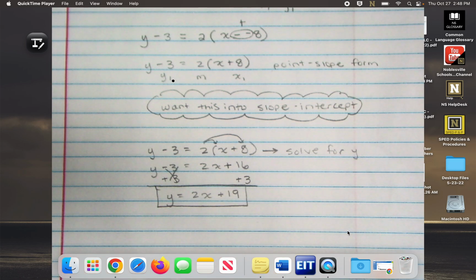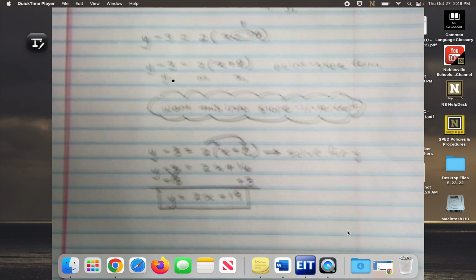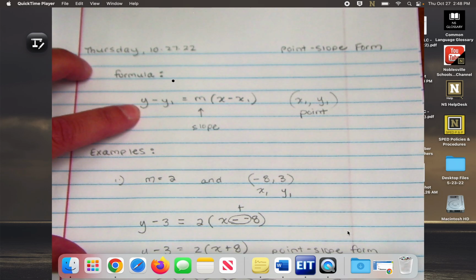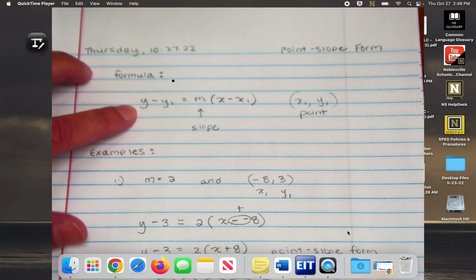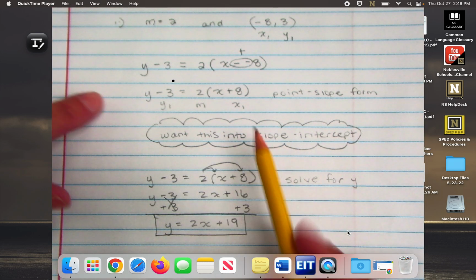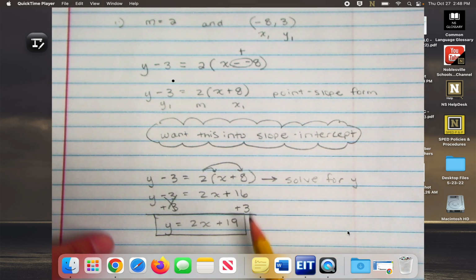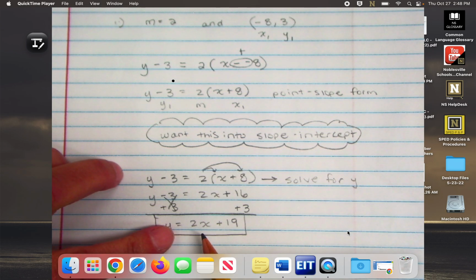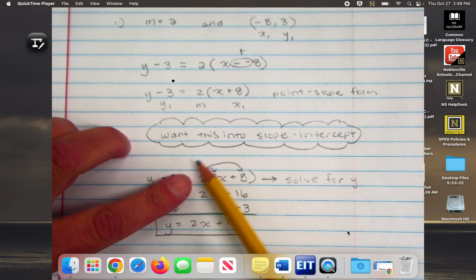So I didn't have a y-intercept up here. And the easiest way to graph something is to put it into slope-intercept form. So I used point slope, solved for y, and now I have slope-intercept form. Is my x-intercept 0, 7? No, because it's a positive slope, so this would start at 19 and only continue up.